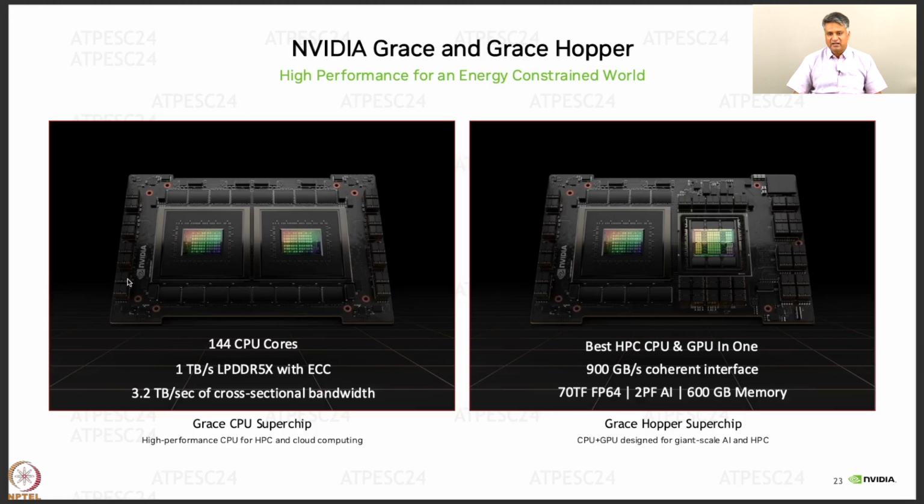It can combine itself with the Hopper GPU, which we will discuss in a minute. And if the CPU and GPU are combined together, it has a 900 gigabyte per second coherent interface, and it can do up to 70 teraflops of FP64 calculations. It can do 2 petaflops of half precision AI calculations, and it has 600 gigabytes of memory.